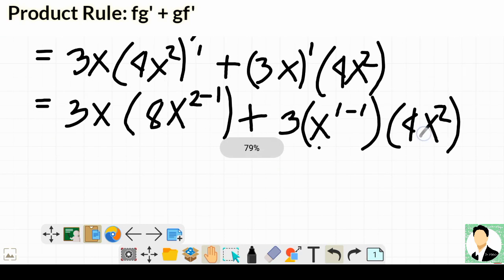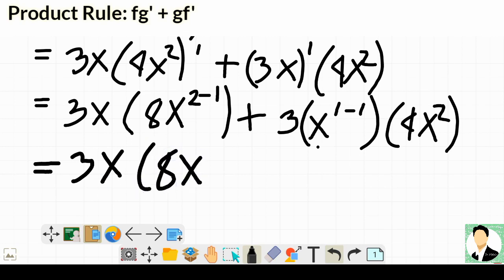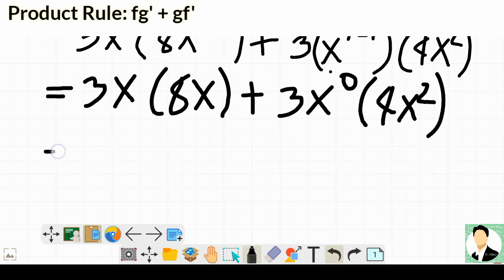Ang gagawin natin is 3x times 8x raised to 2 minus 1 is 1. So yung pwede kahit huwag na natin i-copy. Plus 3. So x raised to 0 kasi 1 minus 1 is 0 times 4x squared. So next, 3x times 8x is equivalent to 24x squared.